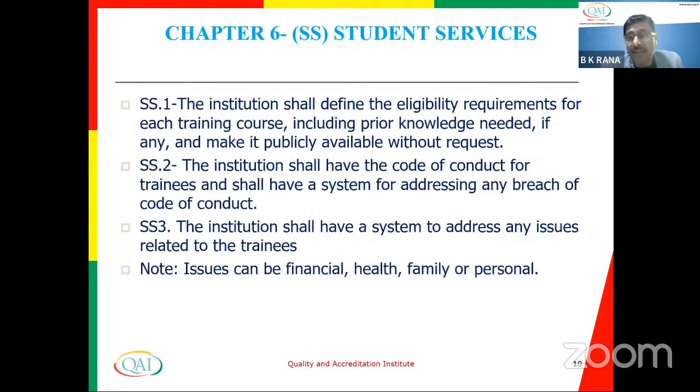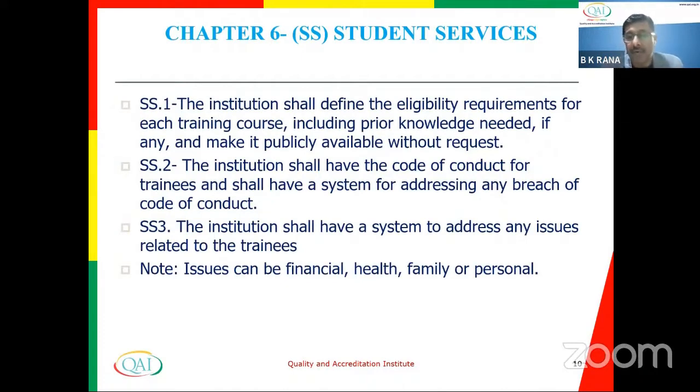It means it should be available, and I think the most appropriate way of making it accessible to the public is to put it on the website, because anyone can go and see. So you provide all those things: this is the course and these are the eligibility requirements to come and enroll for that. The institution shall have a code of conduct for trainees and shall have a system for addressing any breach of the code of conduct.